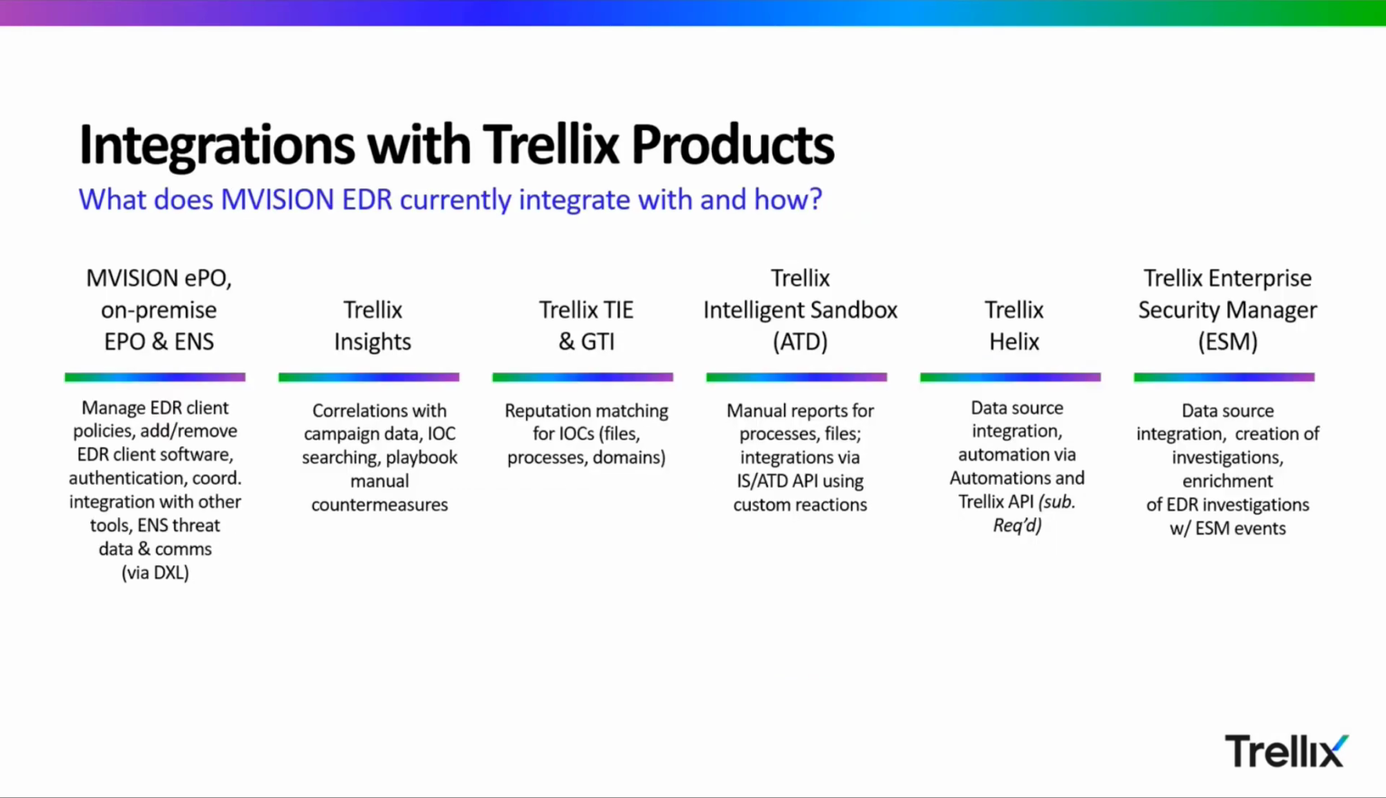What products do we currently integrate with? Well, this is a list of all the products today that EDR has some sort of integration with. You may already be aware that ePO is the coordinating component. It manages policy and authentication and the ability to perform things such as enrichment that we spoke about earlier with ENS data, and also manage DXL communications.